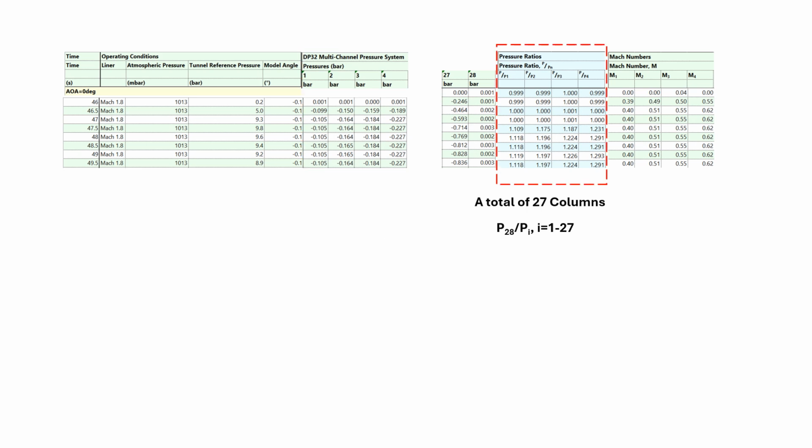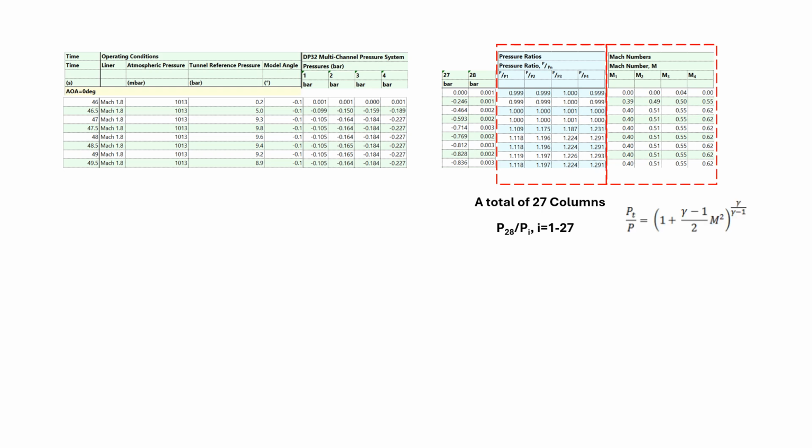Now we move to the blue shaded area. That's the pressure ratio. You can notice there are a total of 27 columns, because channels 1 to 27 are the static pressure, and we calculate the pressure ratio P28 over Pi, i equals 1 to 27, because we take the 28th channel as the total pressure. So you have the total pressure over static pressure across channels 1 to 27.